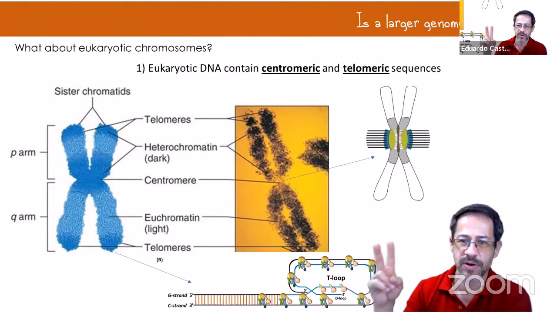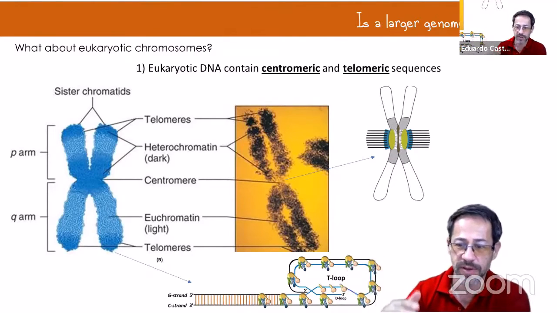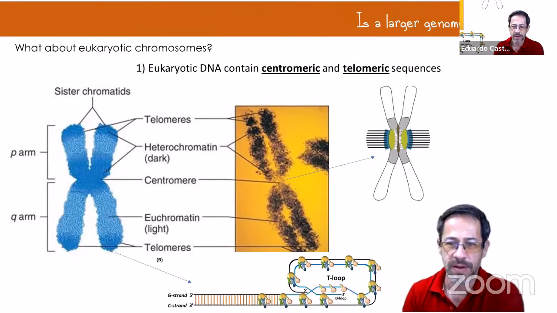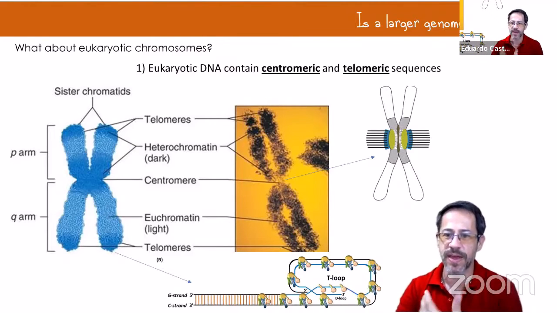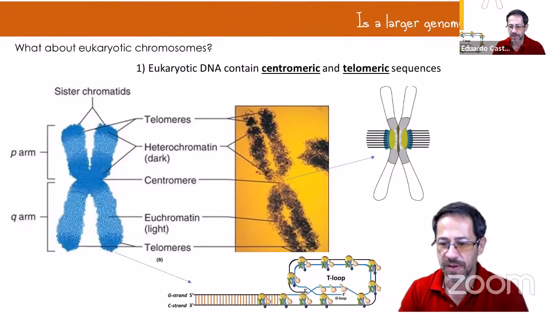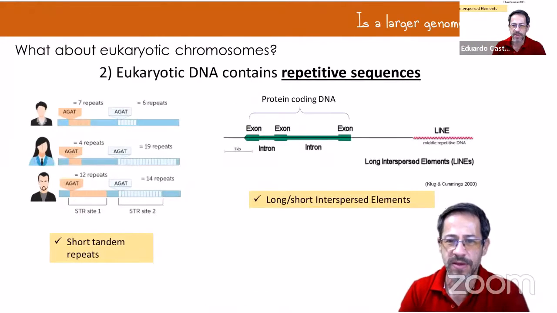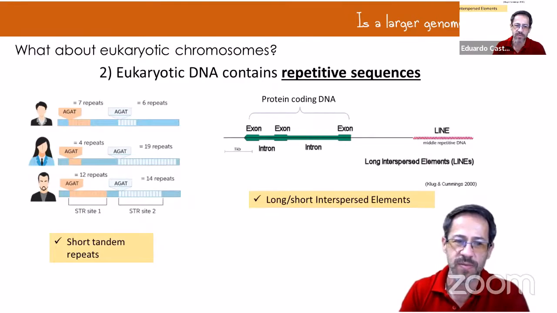But just remember, there are two structures that are different between prokaryotic cells and eukaryotic cells. But all the eukaryotic cells have centromeric and telomeric sequences. So these sequences do not contribute to the difference in the genome among eukaryotic cells. So there should be something else that makes the difference among eukaryotic cells. And basically, we have some sequences that we call repetitive sequences. So we have two classes of repetitive sequences. One is small, called short tandem repeats.